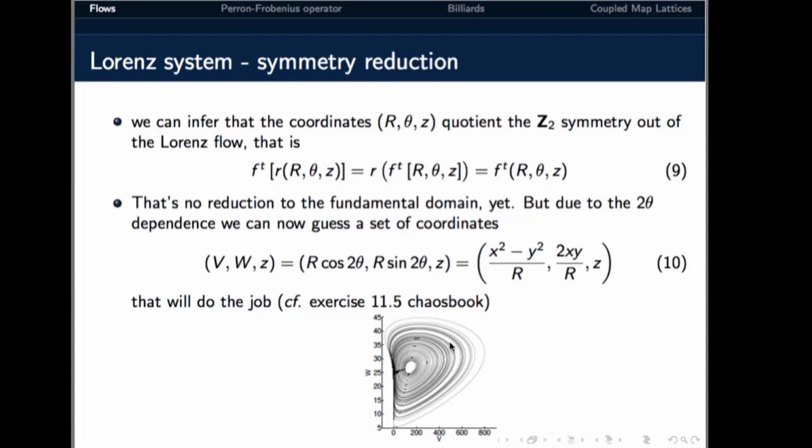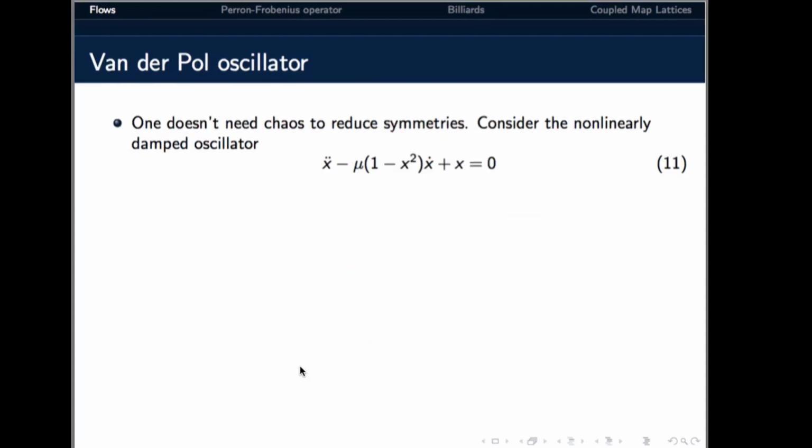Okay, so this is actually quite a nice example because the system is so important. It is chaotic, and it's actually dealt with rather simply. However, one does not need chaos to reduce symmetries. So let me show you a simpler example instead, which is not in the chaos book, but you can see it and then use it as an exercise.